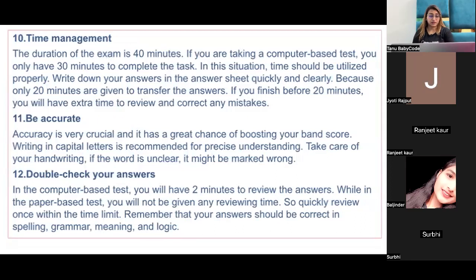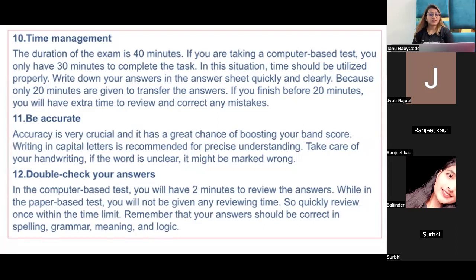Next is time management. The duration of the exam is 40 minutes, right? 30 minutes is basically for your preparation, for your complete entire audios, and then 10 minutes to write down the answer. So please make sure that you write the answers in that 10 minutes and you transfer it correctly. Grammatically, all the spellings, punctuations, everything you have to keep in mind that you are transferring it correctly.